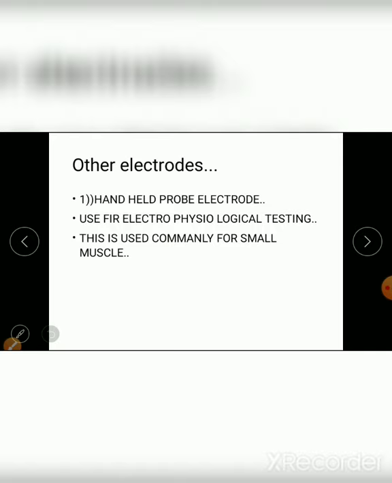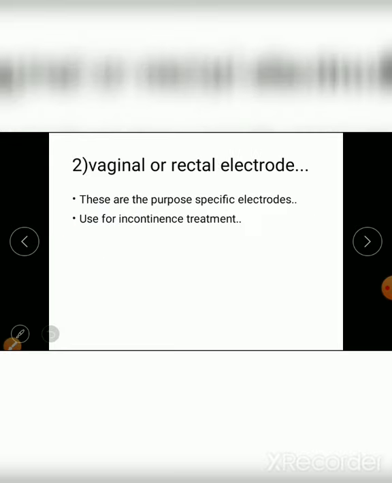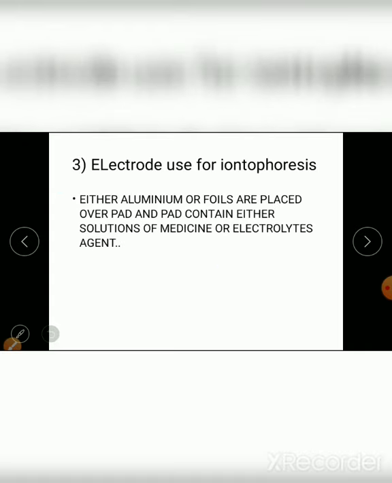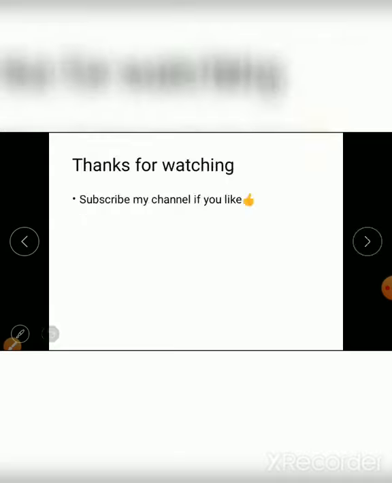The other electrodes used in electrotherapy are the handheld probe electrode, which is used for electrophysiological testing and is commonly used for small muscles. The second is the vaginal or rectal electrode. These are purpose-specific electrodes, generally used for the treatment of incontinence. And the third is the electrode used for iontophoresis. Either aluminium or foils are placed over a pad, and the pad contains either solutions of medicine or an electrolysis agent. So these are the other electrodes which can be used in electrotherapy. Thank you.